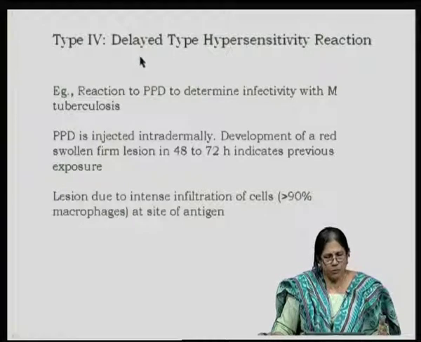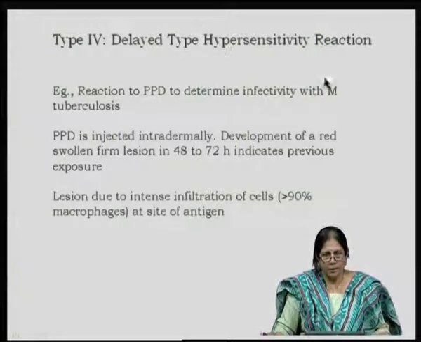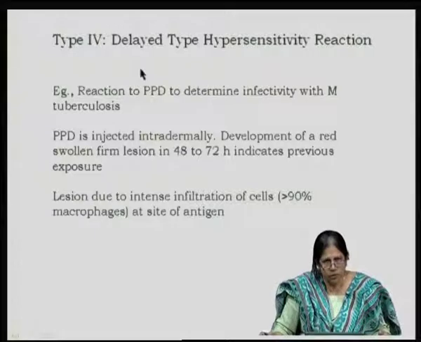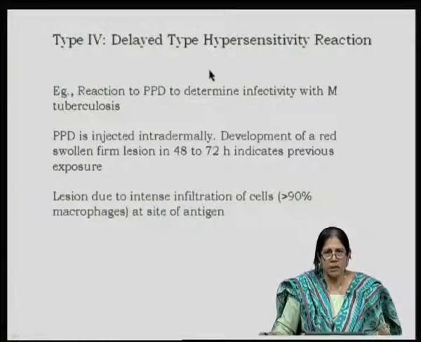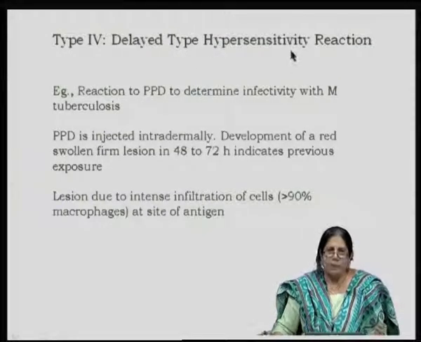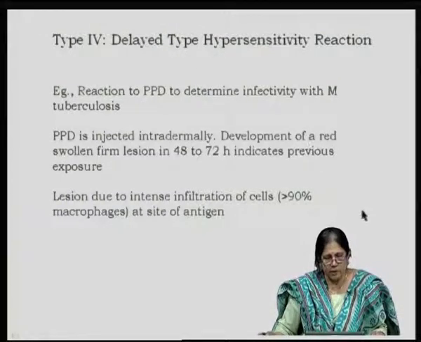Let us come to the type 4 delayed type hypersensitive reaction. As mentioned earlier, the name itself suggests that after exposure to the antigen, the reaction happens 48 to 72 hours later, and this is mostly due to T cells. Let us see what happens in case of delayed type hypersensitive reaction.